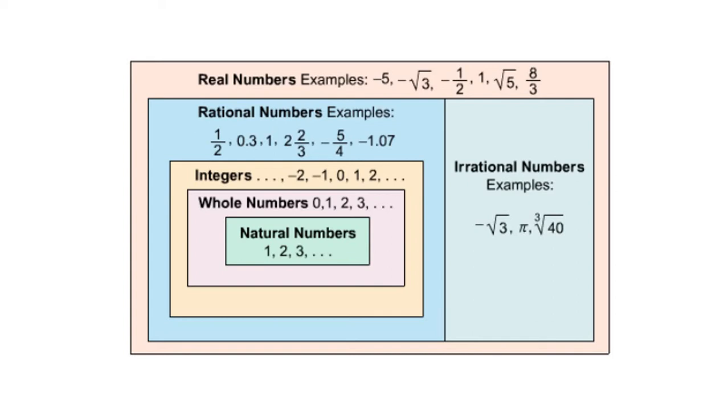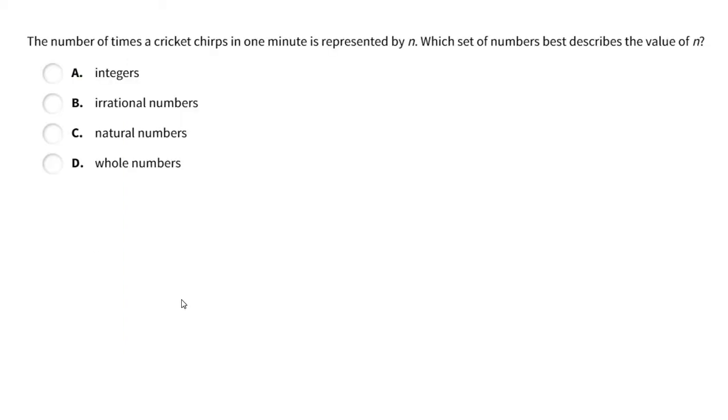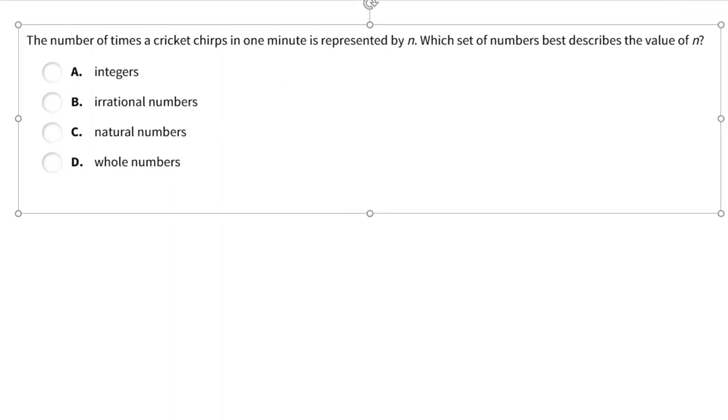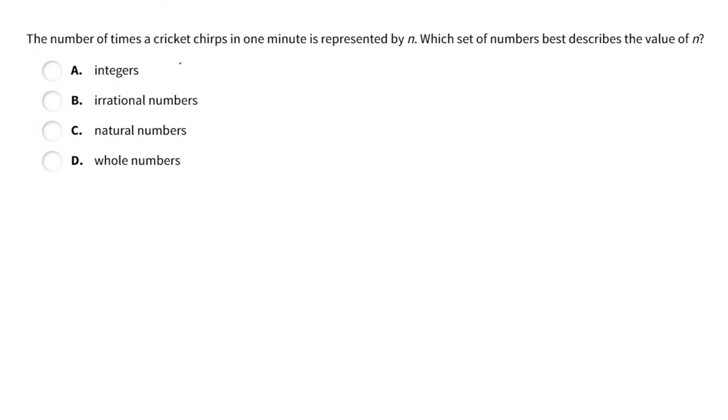So, the number of times a cricket chirps in 1 minute is represented by n. Which set of numbers best describes the value of n? So the number of times a cricket chirps. So if you sat and counted those, let's think about it. Well, that's just going to be some normal number. 1, 2, 3, 4, 5, right? So which set of numbers best describes the value of n? Well, it's going to be a natural number. We just said a counting number.